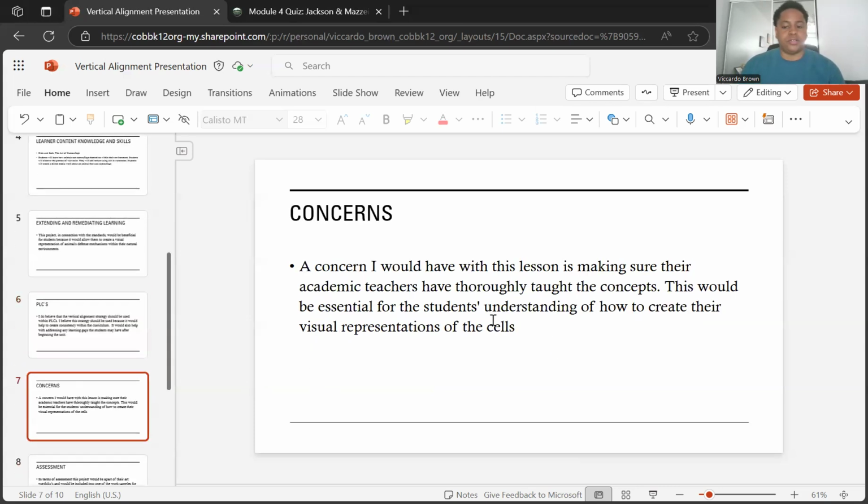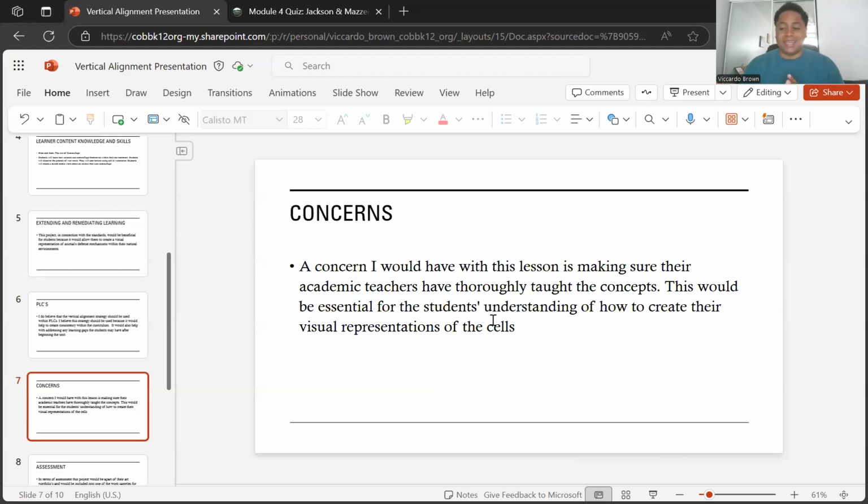So, some concerns that just kind of leads in. Well, this basically is connected to my last point, which is I would want to make sure that the academic teachers thoroughly taught the concepts. I feel like this would be essential for students' understanding of how to create their visual representation of the animals, and that's no shade to the teachers.